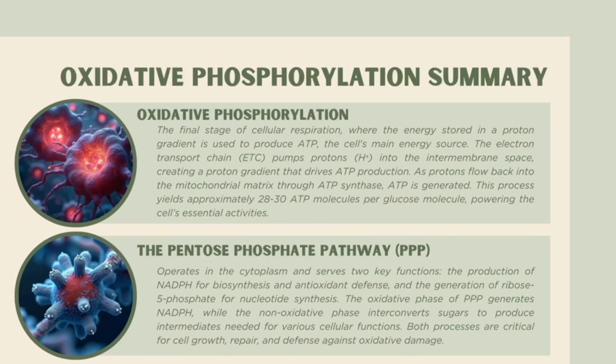Phase 2 is the non-oxidative phase, where ribose 5-phosphate is converted from ribulose 5-phosphate for nucleotide synthesis. For sugar interconversion, it produces other intermediates for cellular needs. As for the functions, NADPH supports biosynthesis and acts as an antioxidant. Ribose 5-phosphate is essential for DNA and RNA synthesis.